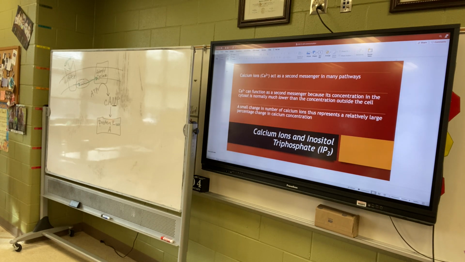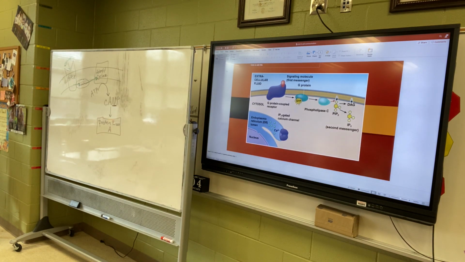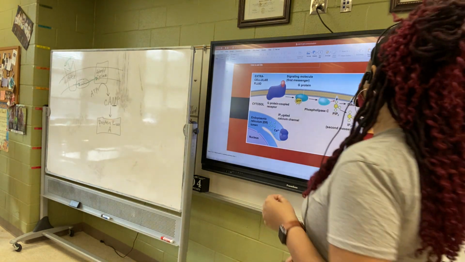Calcium ions are another second messenger. Remember I told you that you only have one second messenger? Calcium ions are the second messenger in a pathway. The first second messenger is IP3, or inositol triphosphate. Let's just look at this one here. This makes more sense.